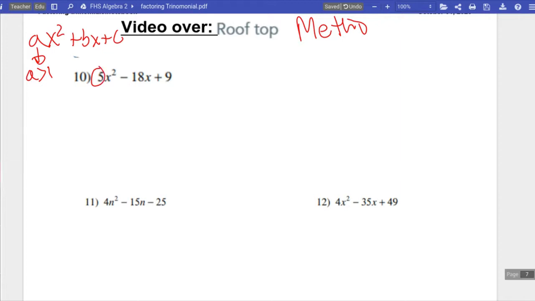5 is bigger than 1. As you can see, 4 is bigger than 1.